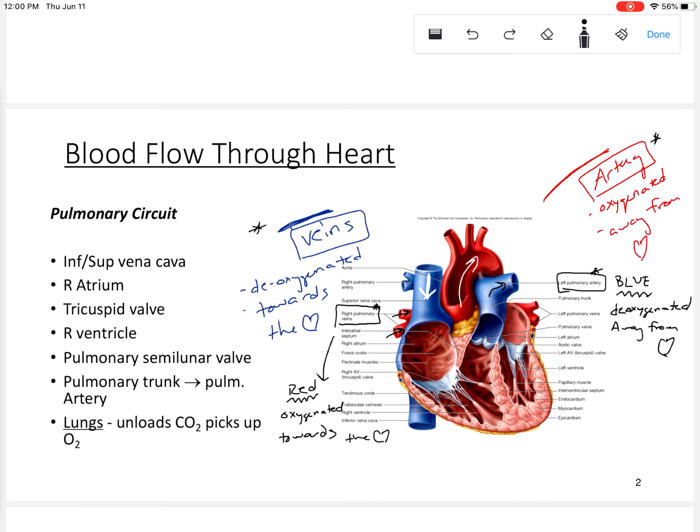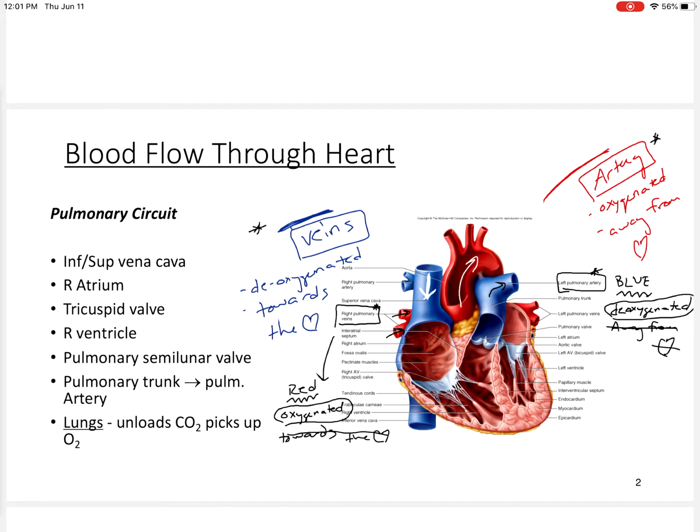And the only way that they're different is the color. The pulmonary arteries are still carrying blood away from the heart. So that's really the same. The only difference is that the pulmonary artery is blue because it's deoxygenated. The pulmonary veins are still carrying blood towards the heart as veins, so that's really the same. But the only difference is that the pulmonary veins are oxygenated, carrying oxygenated blood, so they're red.